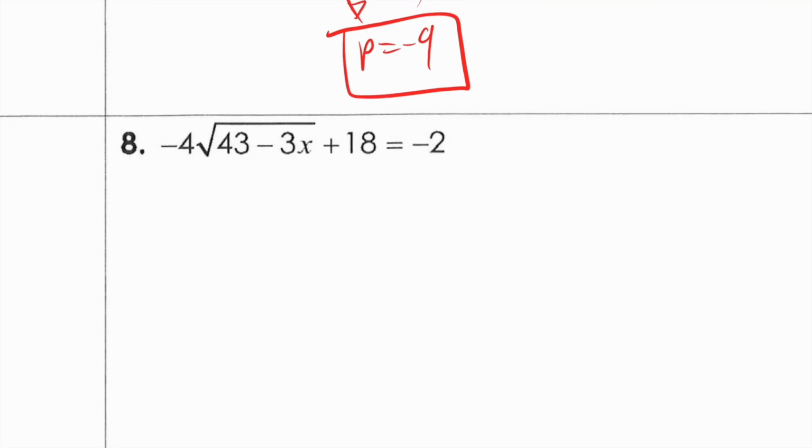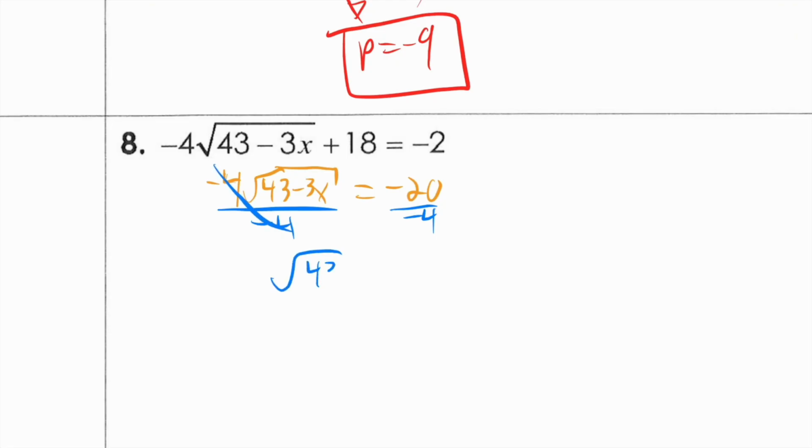So I'm going to subtract 18 from both sides, giving me -4 times the square root of 43 minus 3x equals -20. So if I divide both sides by -4 now to undo the multiplication of -4, I get the square root of 43 minus 3x equals +5. So now it's a positive, so I'm no longer concerned about this whole negative deal going on.